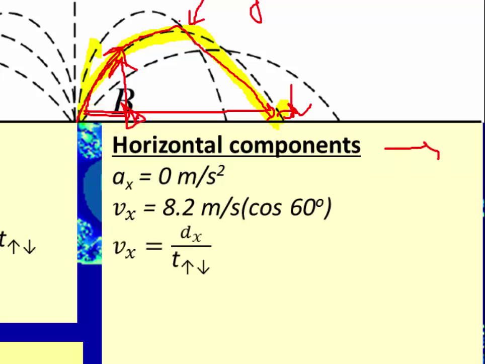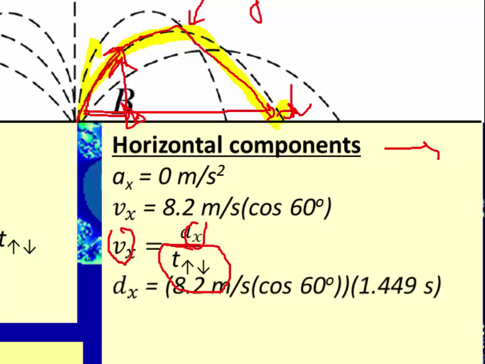Because the acceleration is 0, we can use the old equation v equals d over t. So we plug in the x velocity. We're finding the x distance. And again, we need the time it took for the water to go all the way up to the top and come all the way back down. Rearranging it, I have x equals 8.2 times the cosine of 60 times 1.449 seconds, which gives us 5.94 meters, which is indeed the correct answer.